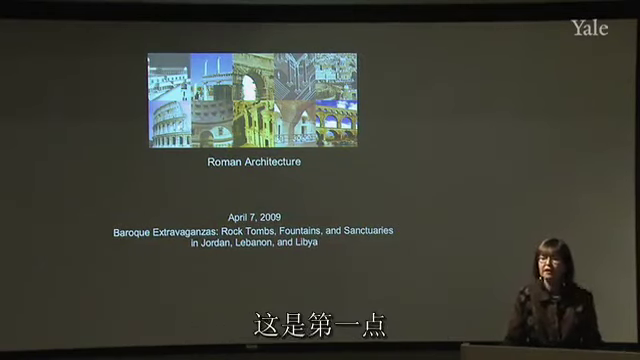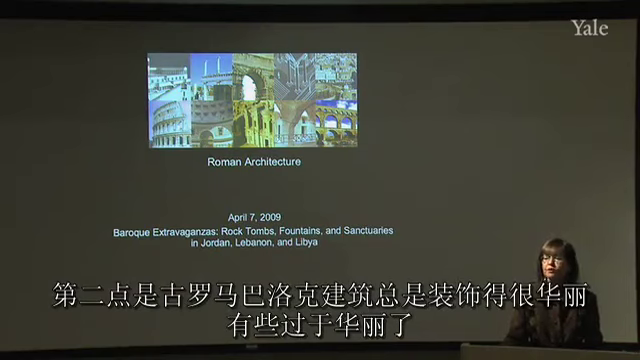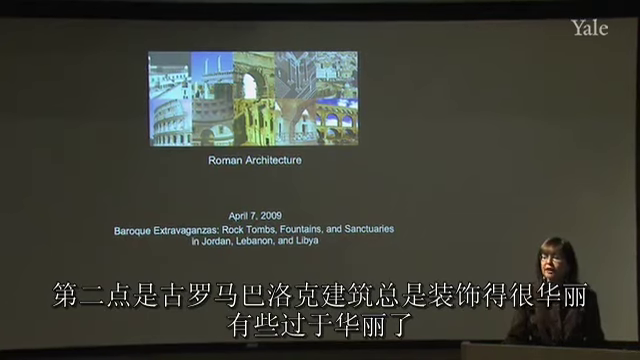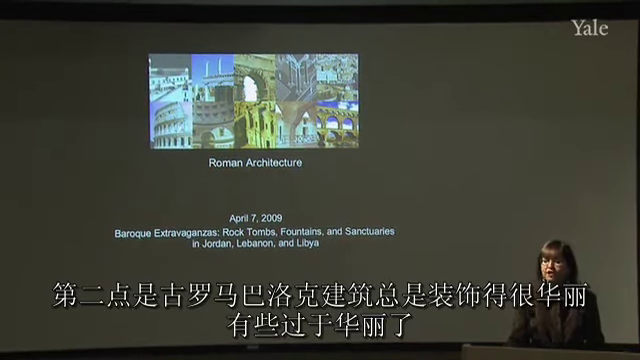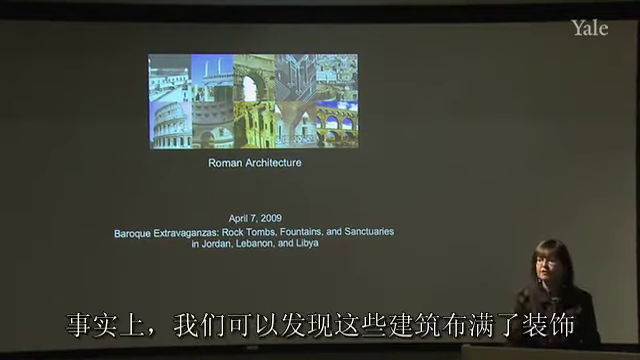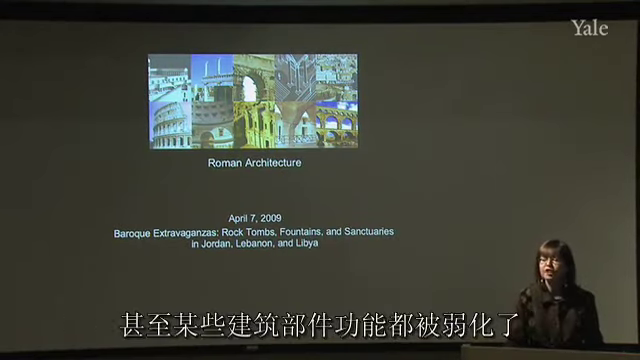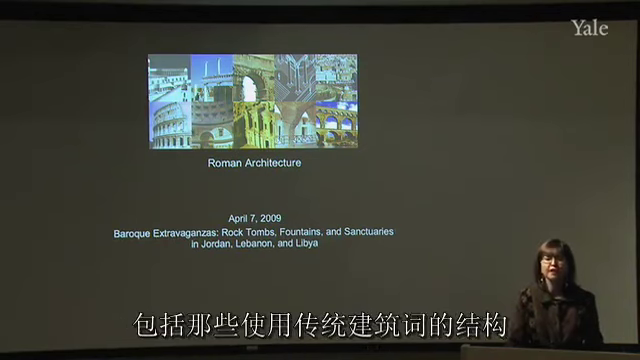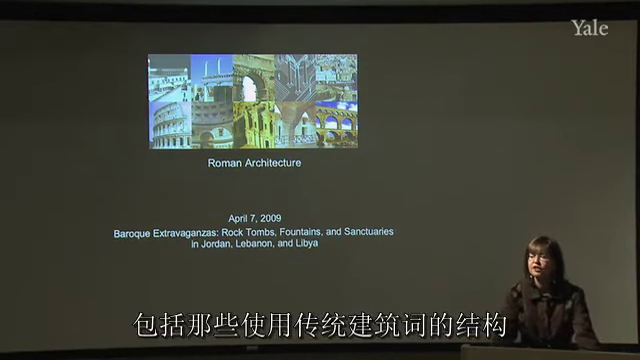That's number one. Number two is that ancient Roman Baroque buildings tend to be decorated in a very ornate fashion, almost too ornate. In fact, we'll see that these buildings are covered with decoration, so much so that they seem to dematerialize some of the architectural elements, including those that make up that traditional vocabulary of architecture.